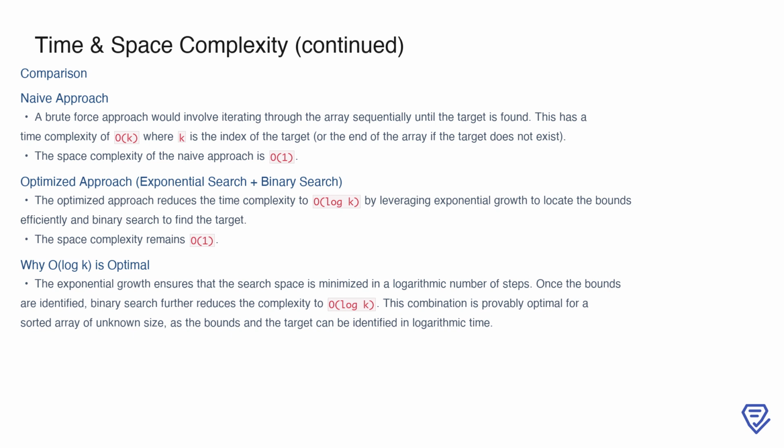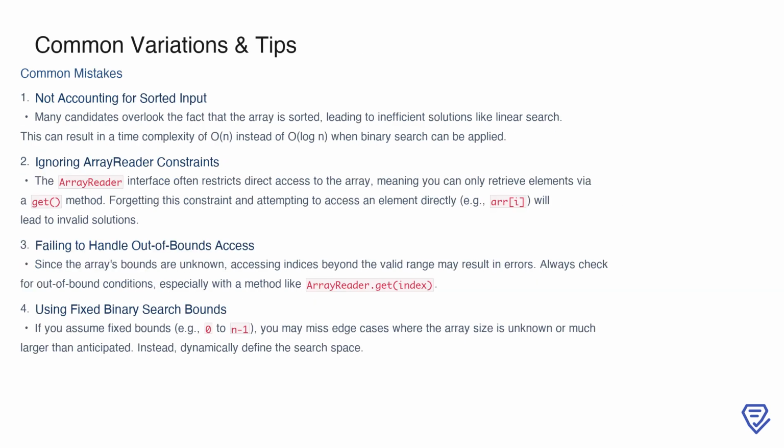The key advantage lies in the logarithmic reduction of the search space. By leveraging exponential growth to quickly locate the bounds and then applying binary search within that range, we achieve an optimal balance of speed and memory efficiency. This approach is particularly well suited for searching a sorted array of unknown size, as it ensures the fastest possible resolution given the constraints. When working on this problem, there are a few common mistakes to watch out for.